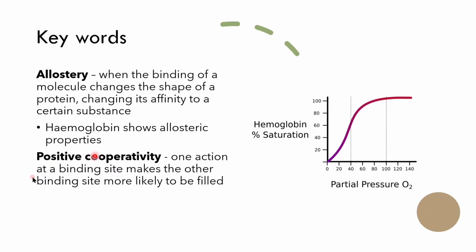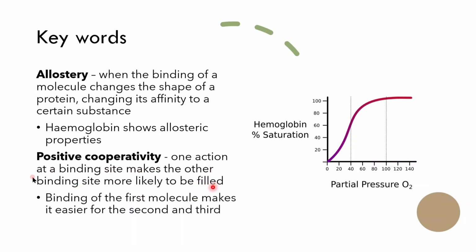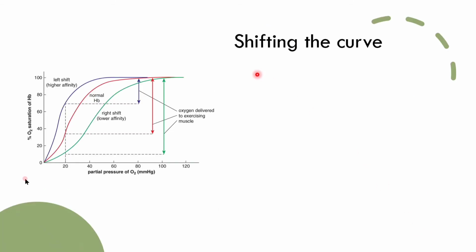And then there is positive cooperativity. So this is when one action at a binding site makes the other binding site more likely to be filled. So this means the binding of the first oxygen molecule makes it easier for the second and third oxygen molecules to bind. So this positive cooperativity, so one action makes the action of the others easier. It assists the function of hemoglobin. So what happens when we shift the curve?